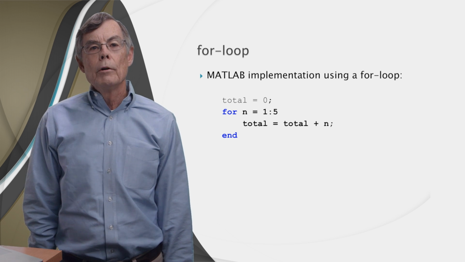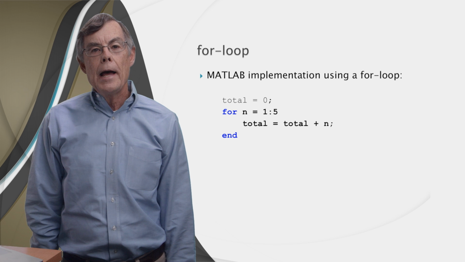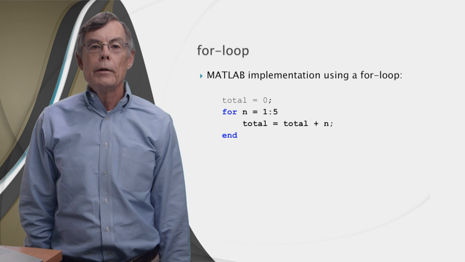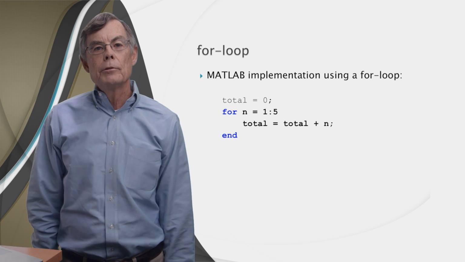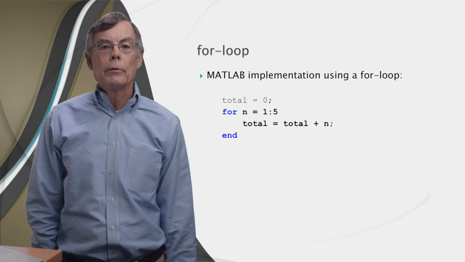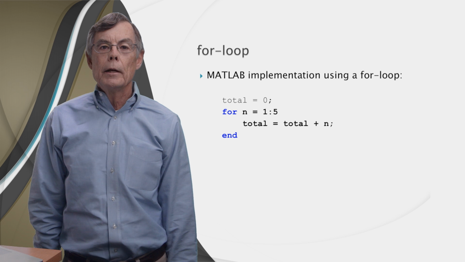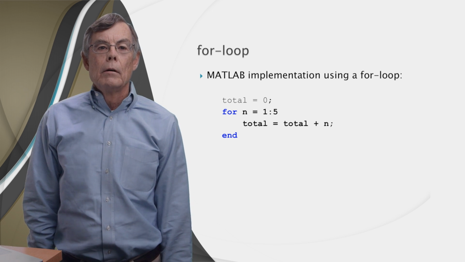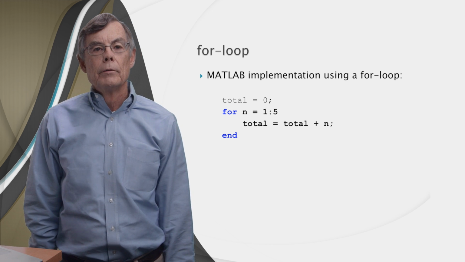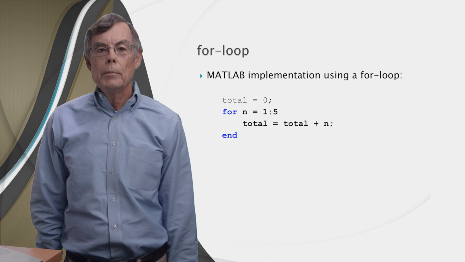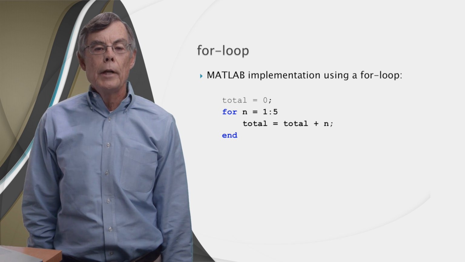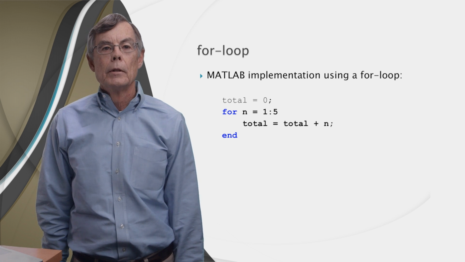It starts with a keyword for, and to the right of that is what looks like an ordinary assignment statement, but it's not. Its left-hand side is a variable called the loop index. In this case, the loop index is n. On its right-hand side is a vector. But here's where the difference from an ordinary assignment statement comes in. The vector will not be assigned to n.